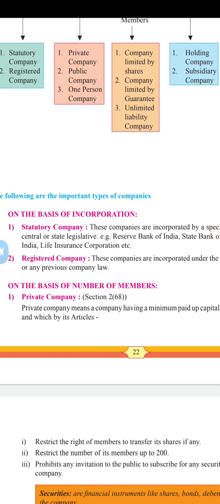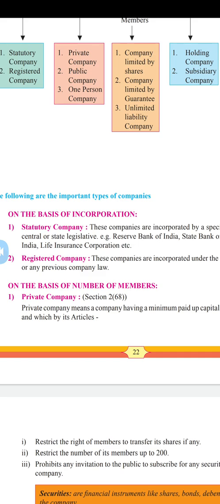A public company is a company which is not a private company. There are also some conditions for the public company. First is has no restrictions on the transfer of its shares. That means it is the fully opposite of the private company. In a private company, the shares are non-transferable, and in a public company, there are no restrictions on the transfer of its shares. Then second is has a minimum number of members as 7. The minimum number of members is 7.